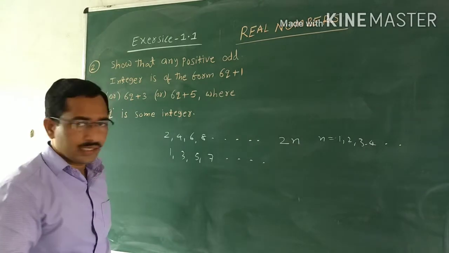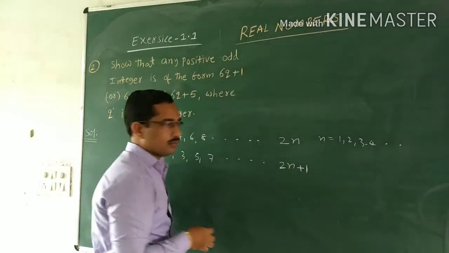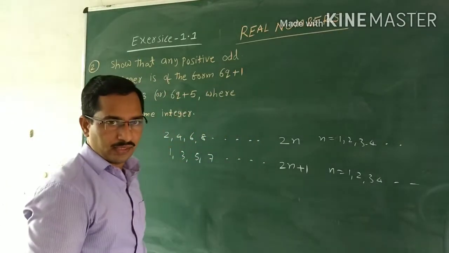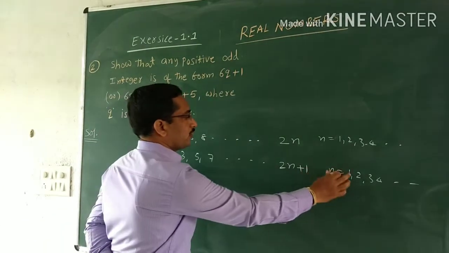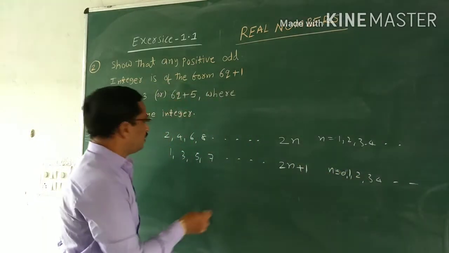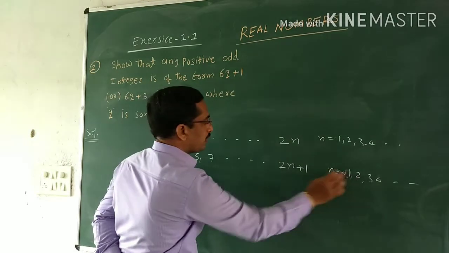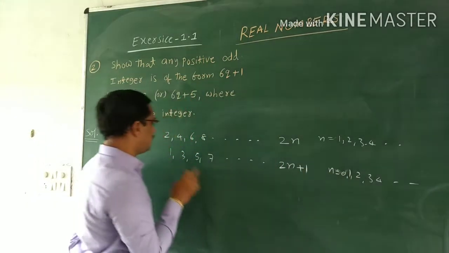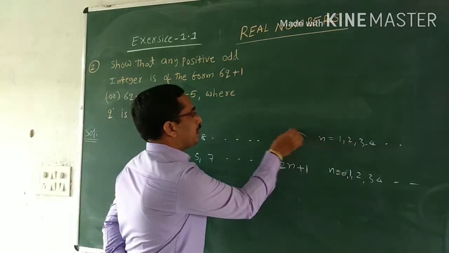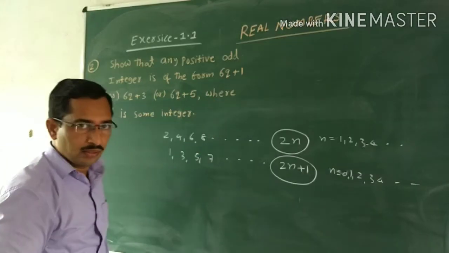In the same way, the odd numbers are represented with the symbol 2n plus 1. Same here also, n equal to 1, 2, 3, 4 and so on. While substituting the n values, we get the odd numbers. First n equal to 0: 2 into 0, 0, plus 1, 1. n equal to 1: 2 into 1, 2, 2 plus 1, 3. So like this, we get all the odd numbers. So in the problem, we represent even numbers with 2n and odd numbers with 2n plus 1. Now this is one concept.